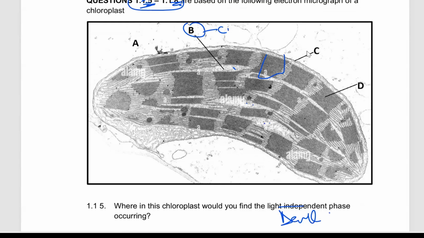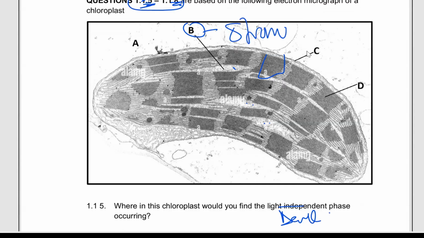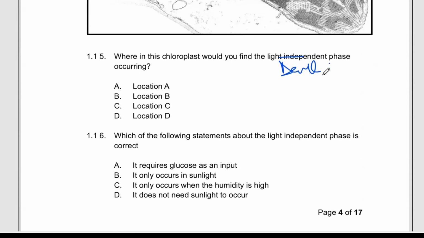and then this is the stroma. Did I say cytoplasm? Stroma. This is the chloroplast stroma. Remember that the dark phase occurs in the stroma. So I have to look for B, which is that, and then the answer becomes there.